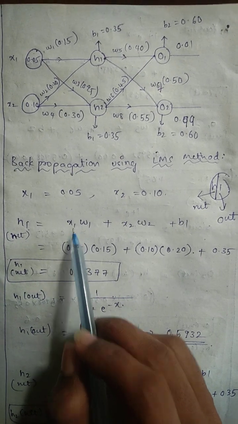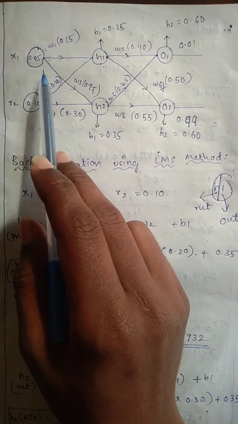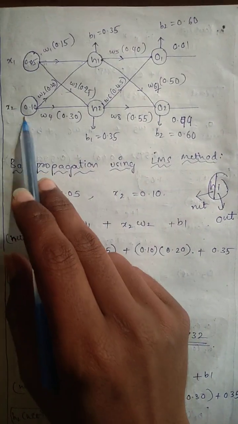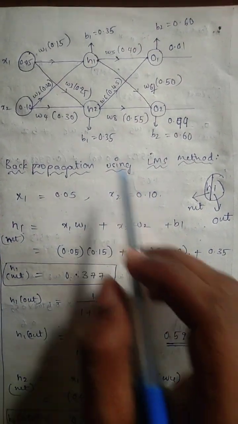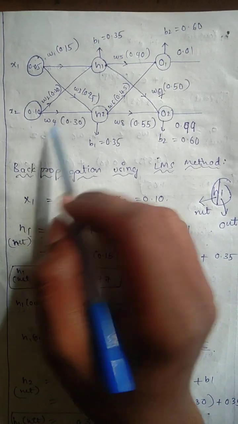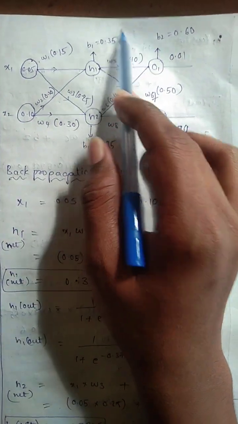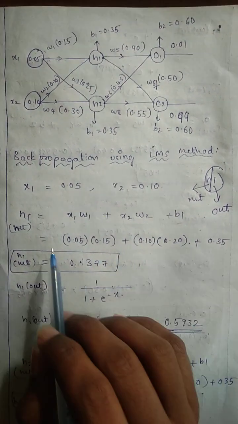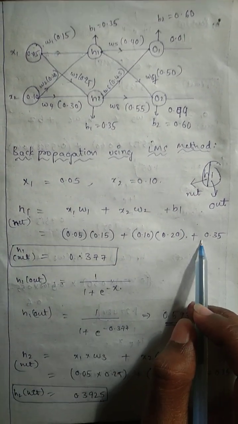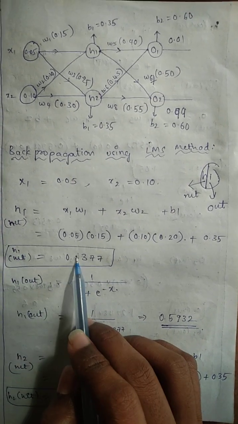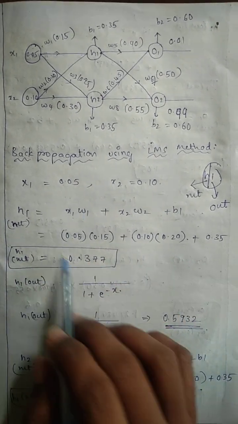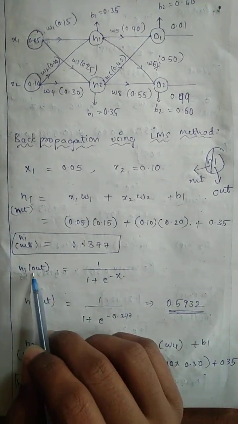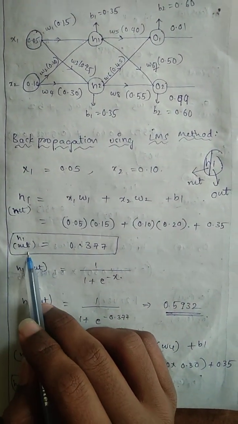Now the x1 value is 0.05, and w1 is 0.15, and x2 value and w2 are here. With x1 and x2 we also considered the bias value b1, so we are adding the bias also. Now we can simplify all the terms, and we get the h1 net value. Here we are not applying the activation function. Now we can apply the activation function to the h1 net value.